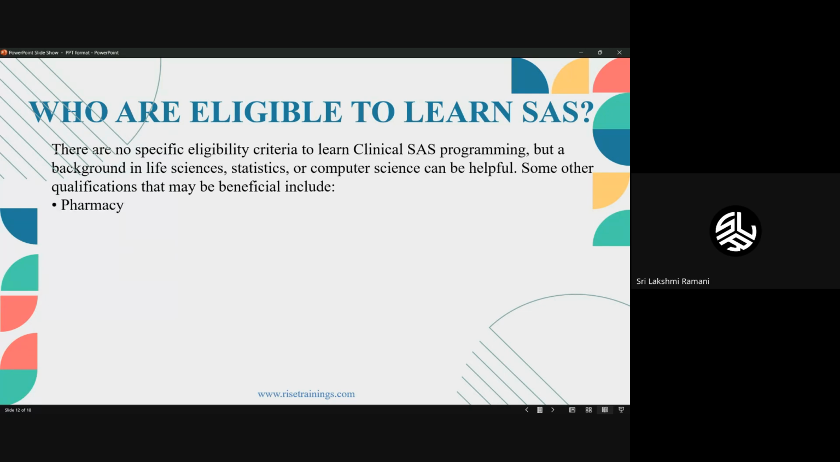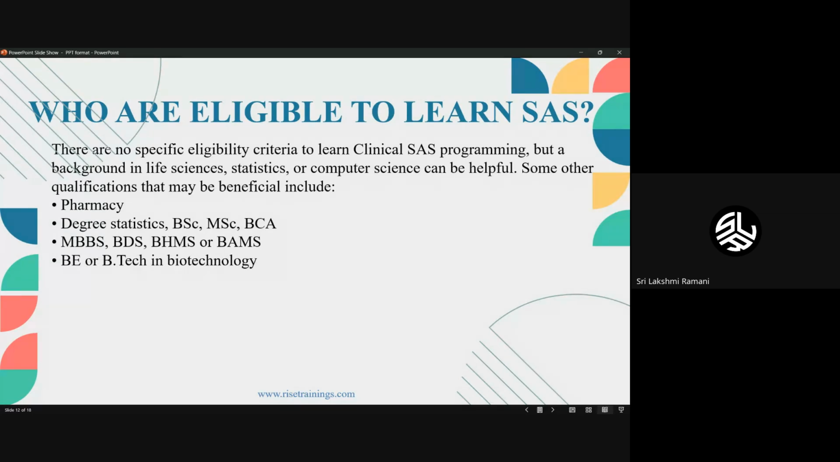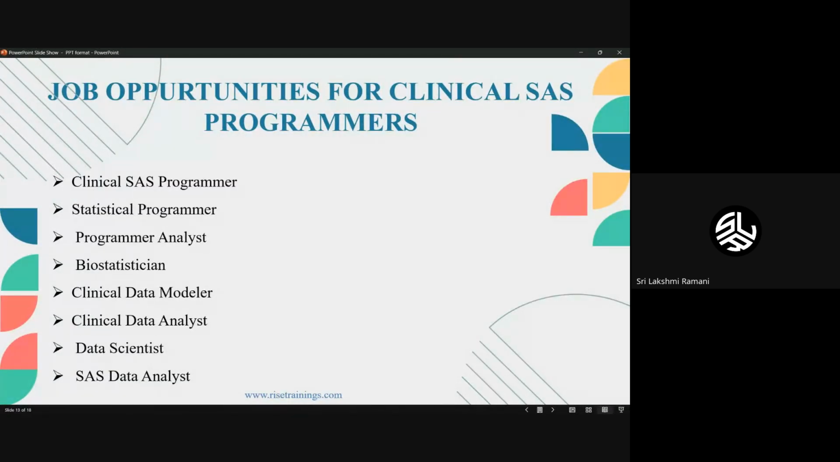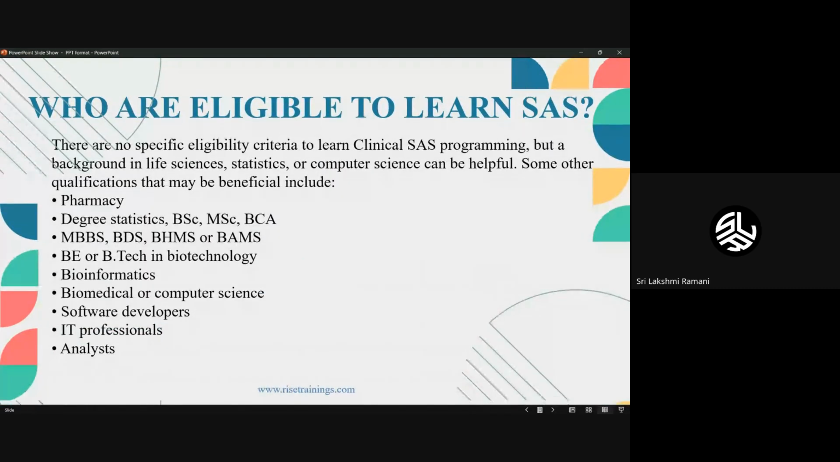Pharmacy graduates are eligible to learn SAS. Degree people who have graduated in statistics, BSc, MSc, BCA, and even MBBS, BDS, BHMS, BAMS people are also eligible to learn SAS. BE, BTech, bioinformatics, biomedical, or computer science people, and even software developers who are not freshers, can also learn SAS. IT professionals and analytics people are very much eligible to learn SAS.